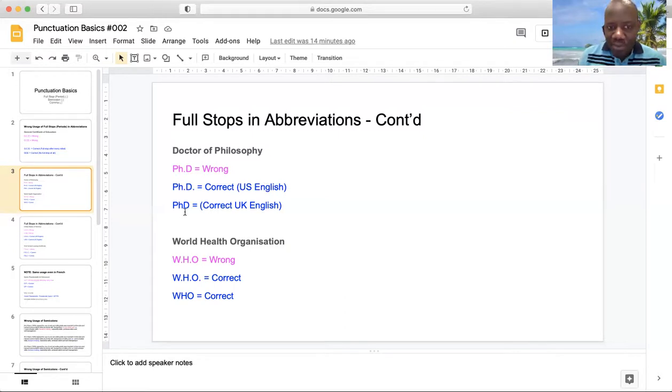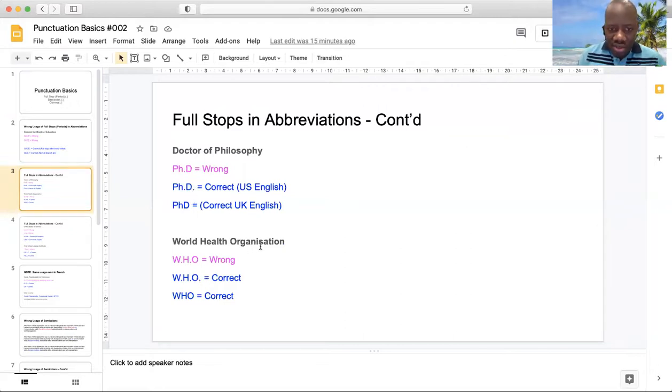Or you write it as most people write in UK English, in British English, and other varieties of English, PhD without any dot at all. If you must put the dot, then the first dot comes after the small h, and the second dot must be there after the D before it can be correct.